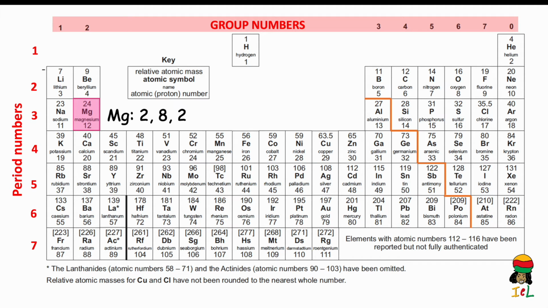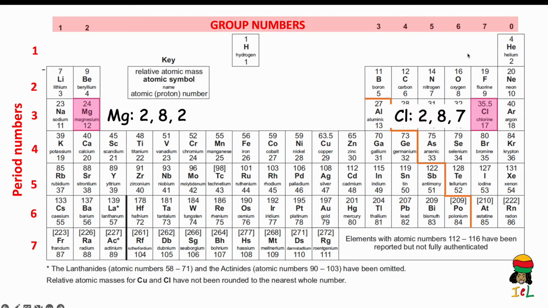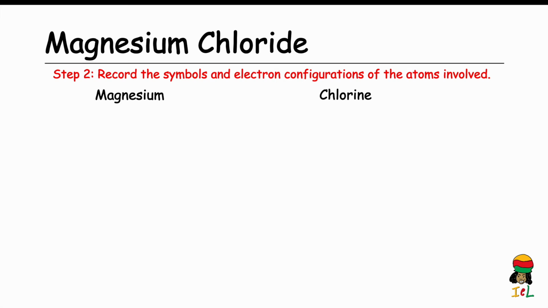Next is chlorine. The chemical symbol for chlorine is Cl. Chlorine is also in period 3, which means it has 3 shells. First and second shell having their maximum number of electrons, and that third and last shell will have 7 electrons because chlorine is in group 7. Consequently, the electron configuration for chlorine is 2,8,7. We can now complete step 2 by recording the symbols and the electron configuration for magnesium and chlorine.